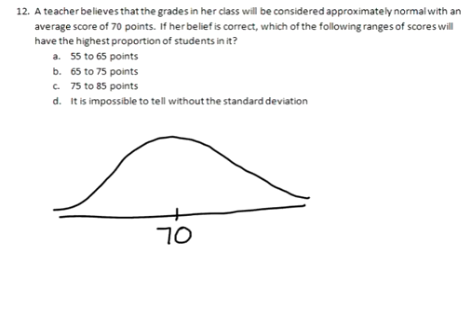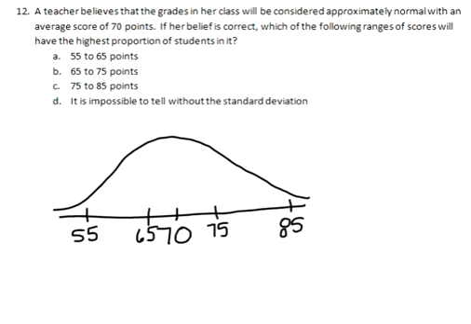The first option is that the students score between 55 and 65 points. The second option is that the students score between 65 and 75 points. And the third option is that the students score between 75 and 85 points. Notice that all three of these ranges are exactly 10 units wide, so they are an equal width to each other.